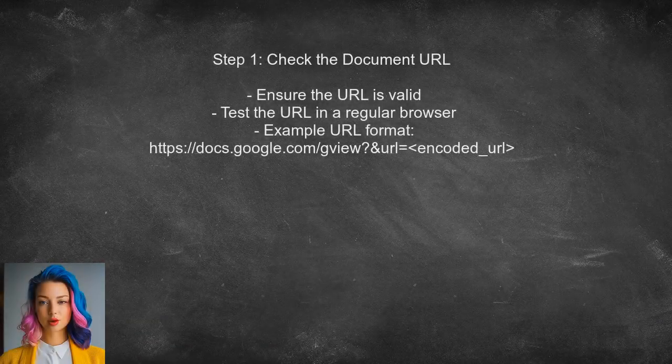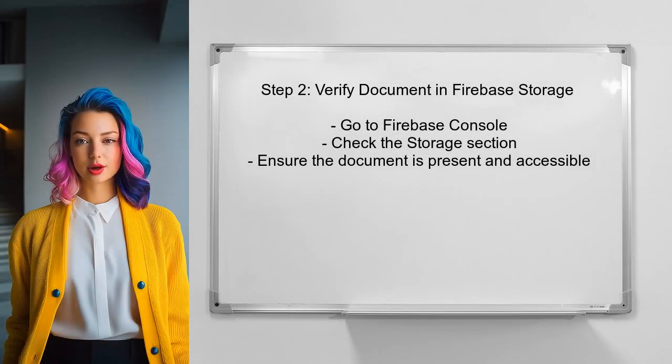To address the issue of the in-app browser displaying a blank screen, the user should first check the URL being generated for the document. It's important to ensure that the URL is valid and accessible. Next, the user should verify that the document is properly stored in Firebase storage. They can do this by checking the Firebase console to ensure the document exists and is publicly accessible.